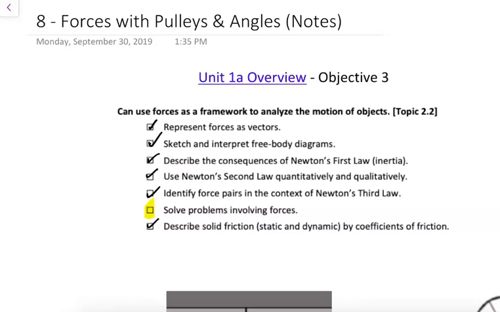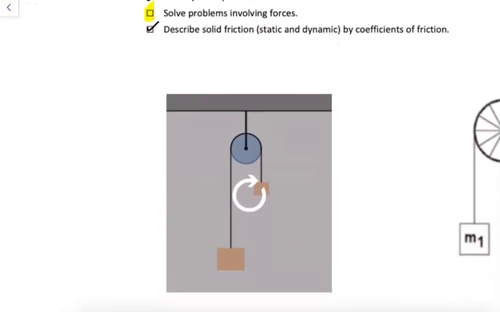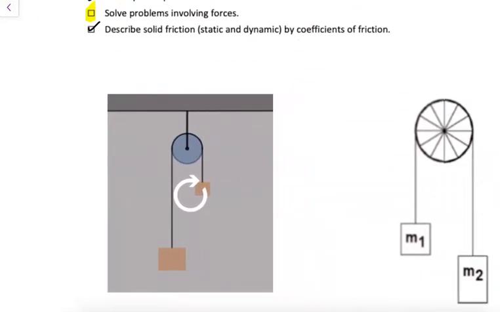Hey class, this lesson is on forces with pulleys and forces with angles, and we are continuing with the Unit 1A overview for Objective 3, where we're solving problems involving forces, and we're just using and applying the same concepts we've learned before into different situations. The first situation I'm referring to is the Atwood machine.